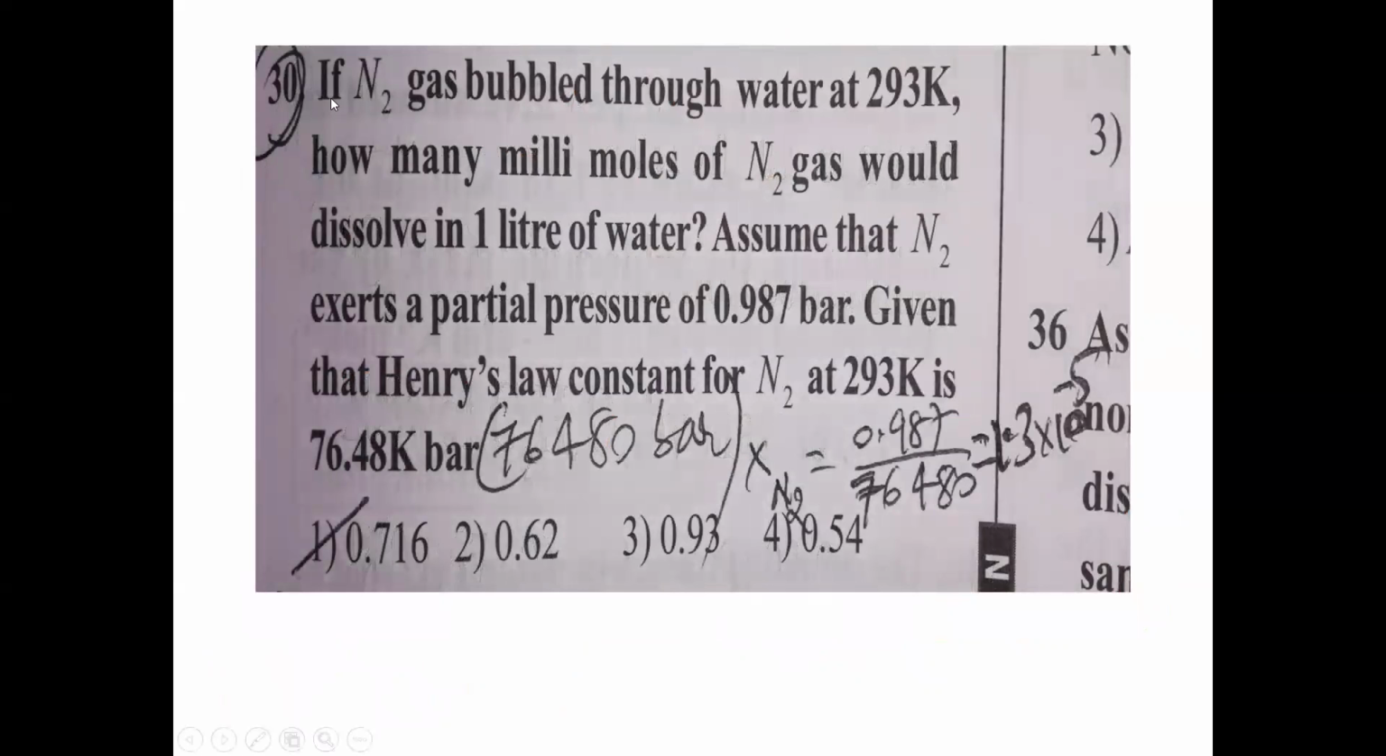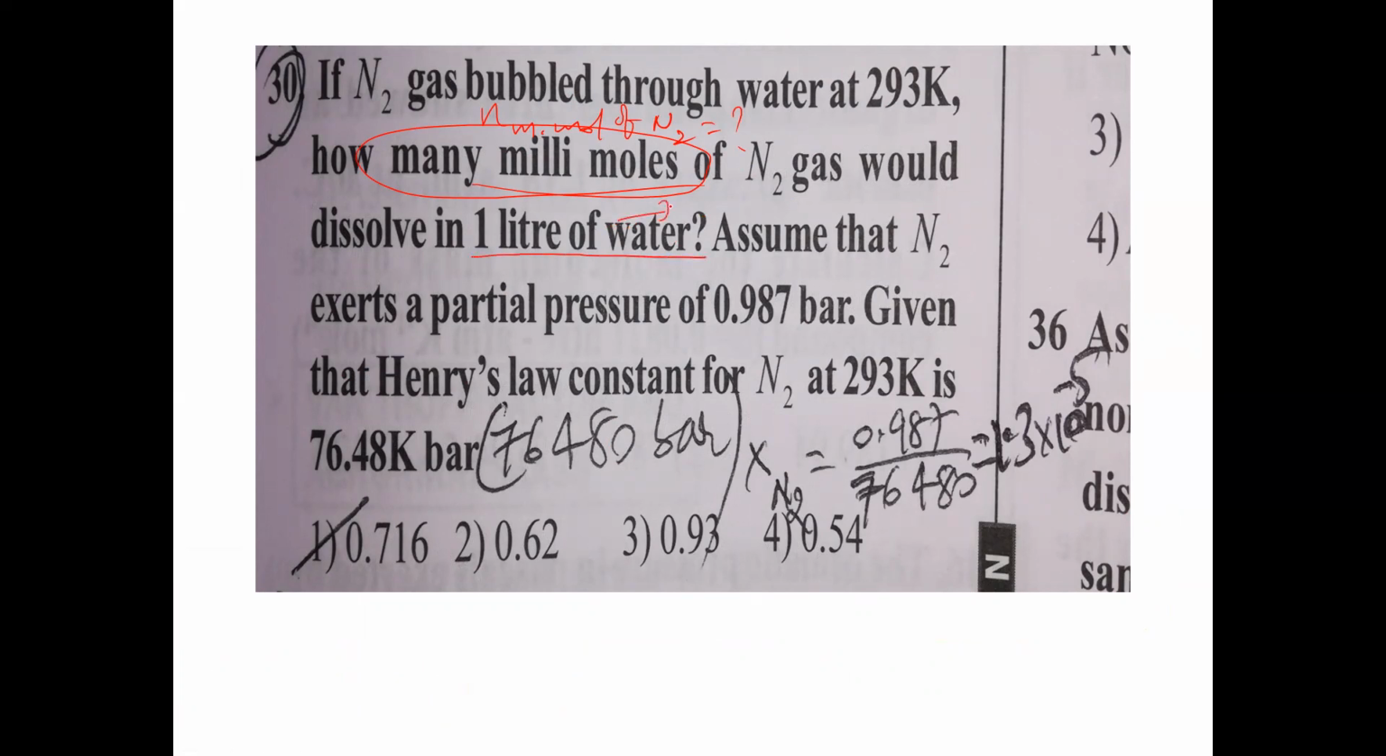Next. If N2 gas is bubbled through water at 293 Kelvin, which gas is bubbled here? N2 gas is bubbled through the water at 293 Kelvin. How many millimoles? They asked here the number of millimoles of N2 gas that would be dissolved in 1 liter of water.